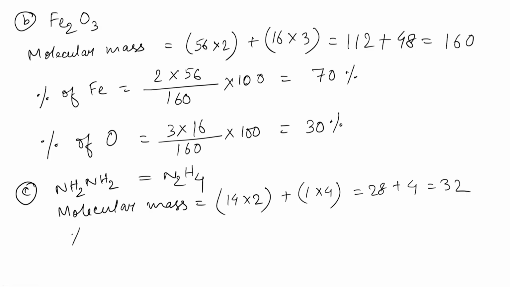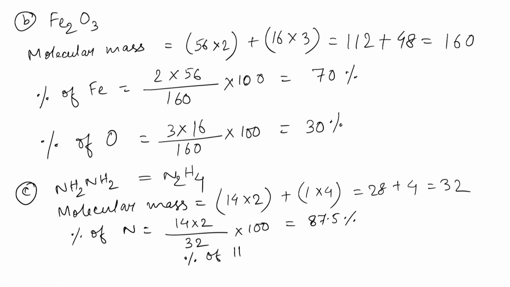So, percentage of nitrogen is mass of nitrogen into number of nitrogen divided by molecular mass of hydrazine into 100. This is 87.5%, and percentage of hydrogen is equal to mass of hydrogen into number of hydrogen divided by molecular mass of hydrazine into 100. So, this comes as 12.5%.